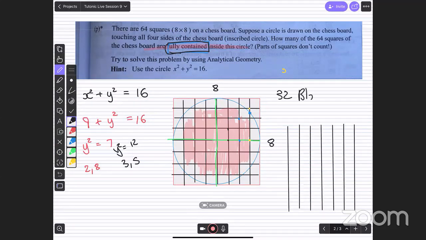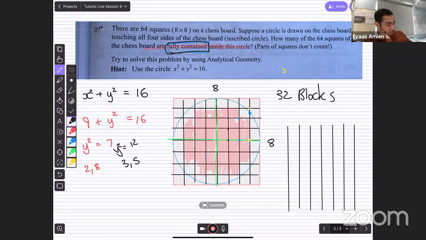Wait, I have a question quickly. So are they basically working out, because they use the circle formula, right? In the answer, are they working out the radius, which is 4, and anything less than that is what we take in? No. So look here.